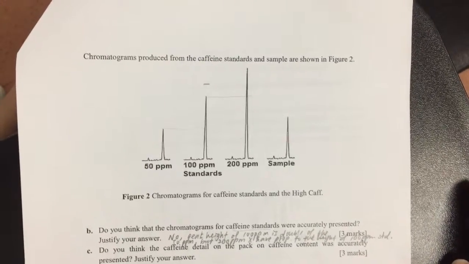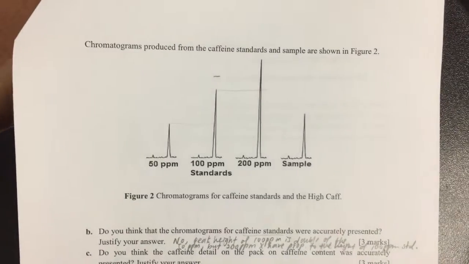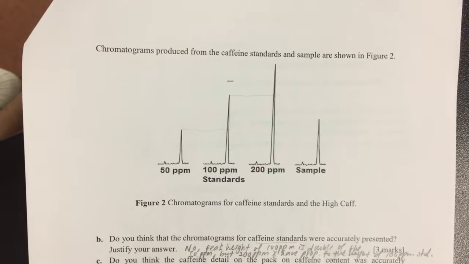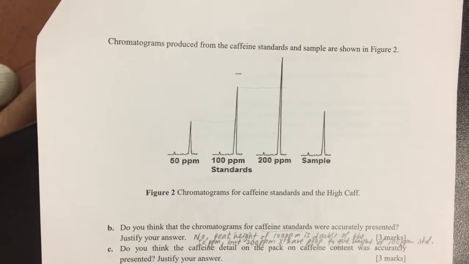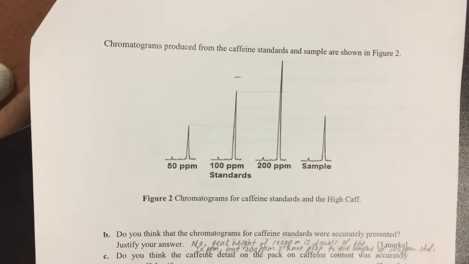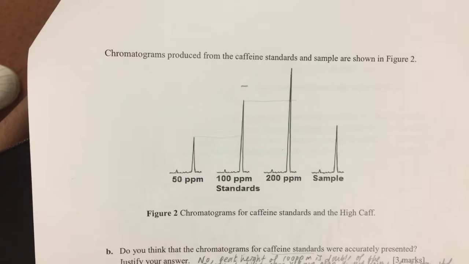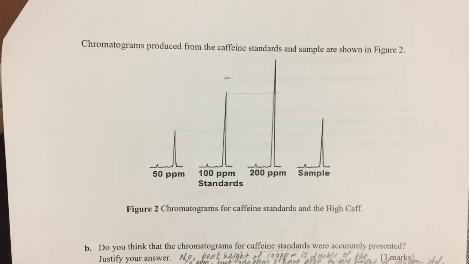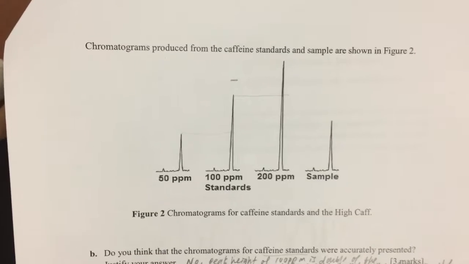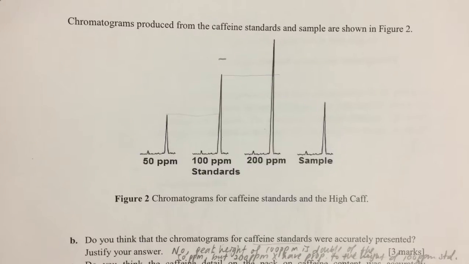No, we do not think that the details on the pack of the caffeine content are accurately presented because the pack claims that there is 12 milligrams per 100 ml, but 1 ppm equals 1 milligram per liter, so it is actually 120 milligrams per liter after conversion. According to the chromatogram of the caffeine standard, the sample peak height showed that it is lower than 100 ppm, which actually should be higher than 100 ppm.